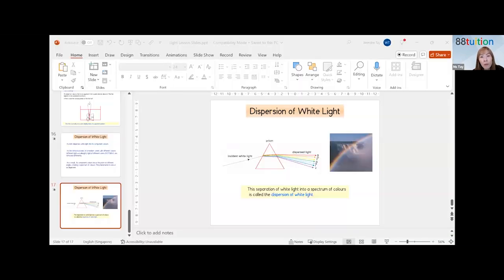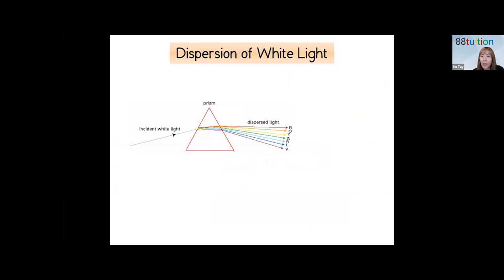Right, so let me just share with you this slide once more, okay? For the dispersion of white light, can you see my slide, right? I suspect today's lesson should not take too long. After that, I will let you all play Blue Card on the topic. Okay, someone is in.